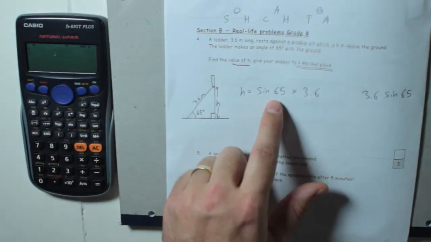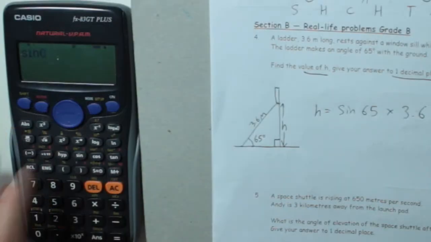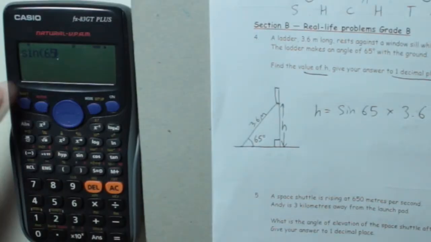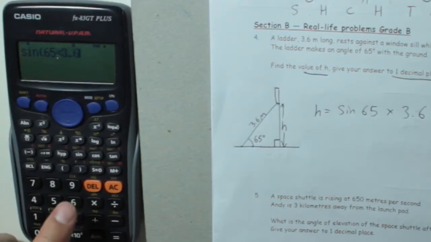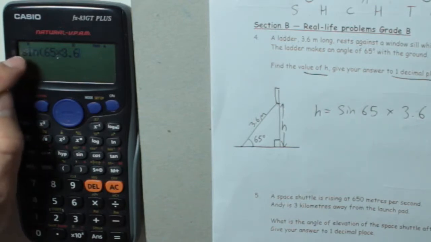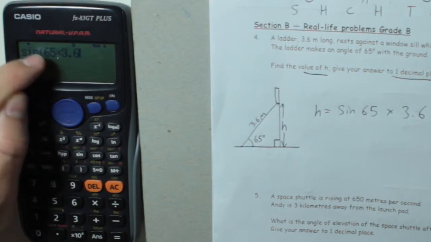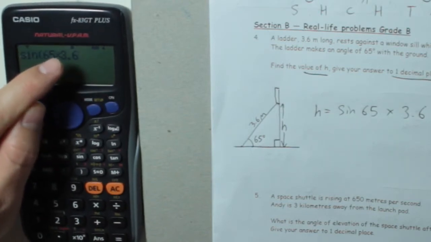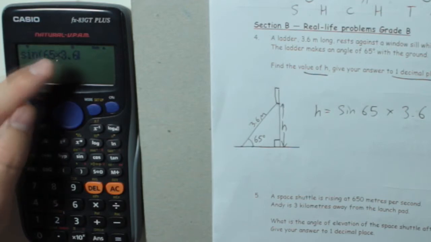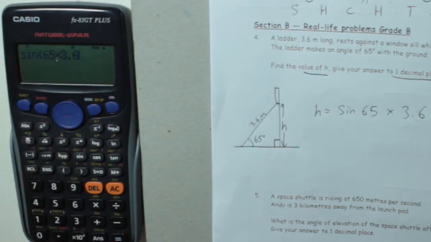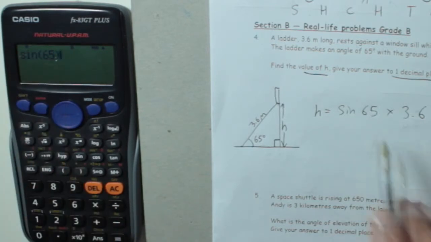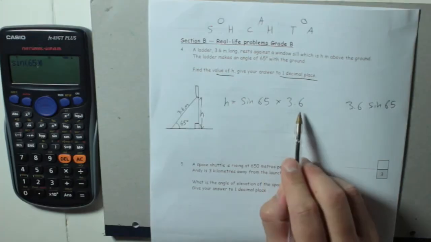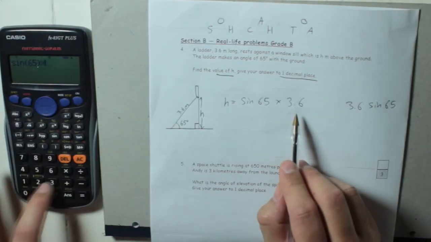If I do sin 65 now on the calculator, you can see it automatically opens up a bracket. Now if I type times 3.6 in, I'm going to get the wrong answer. And the reason is, it's thinking I want the sine of whatever 65 times 3.6 is. Okay, so we don't want the angle 65 times 3.6, we want the sin of the angle 65 multiplied by 3.6. So remember to close off the bracket, times 3.6.